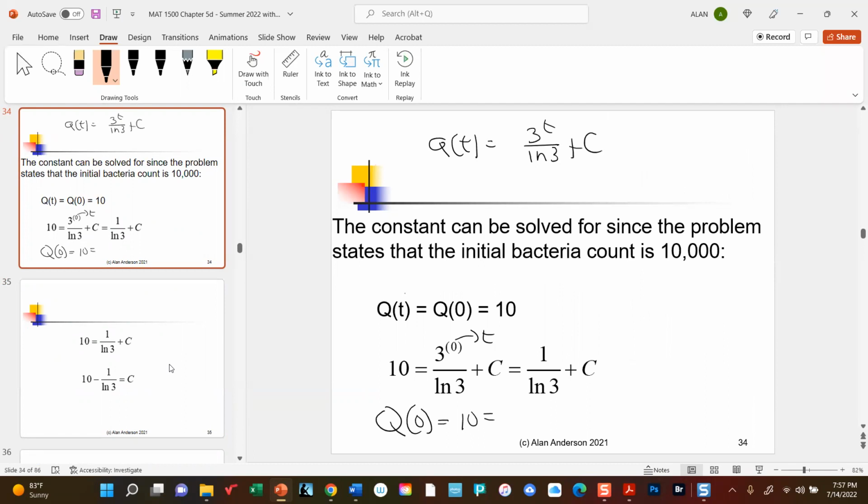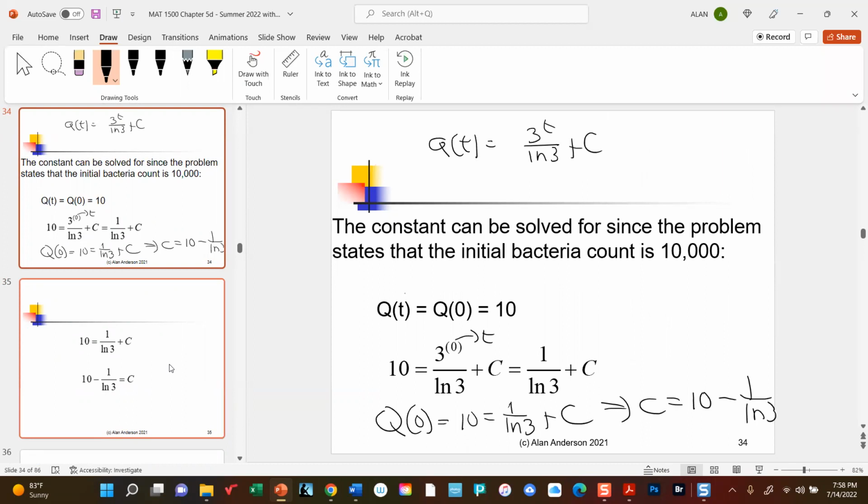So just a little reminder, this was the original function. We're replacing the t with a 0, and we're setting this equal to 10. So therefore, this implies that the constant is 10 minus 1 over log 3. It's not a very pretty constant, but that's the constant. So that means that Q of t is 3 to the t power over log 3 plus this catastrophe, 10 minus 1 over log 3.